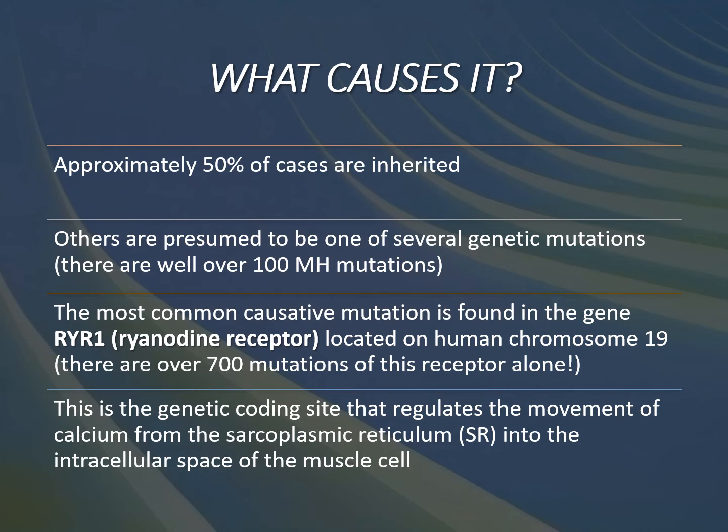But the ryanodine receptor is the specific site that controls or regulates the movement of calcium from the organelle, the sarcoplasmic reticulum, into the intracellular space of the muscle cell. So that's the gate. The ryanodine receptor will control how much calcium gets into the muscle cell and how much calcium gets out of the muscle cell. And you already know that you need calcium for muscles to contract. So you can imagine the more calcium that gets into the cell, the more contraction you have, and the less calcium that gets into the cell, the more relaxation you have.